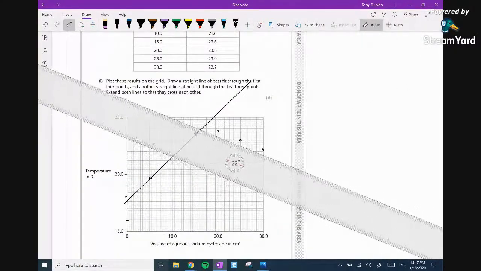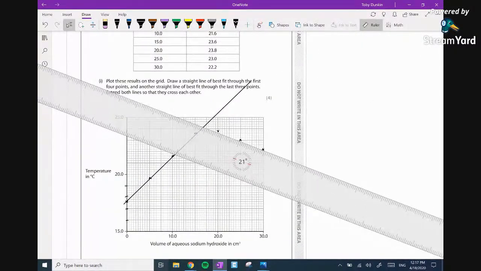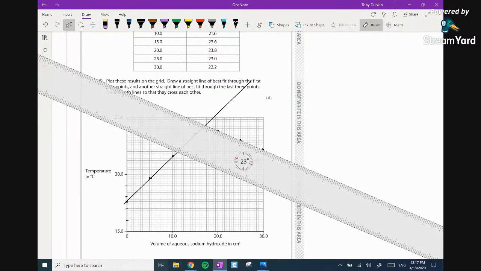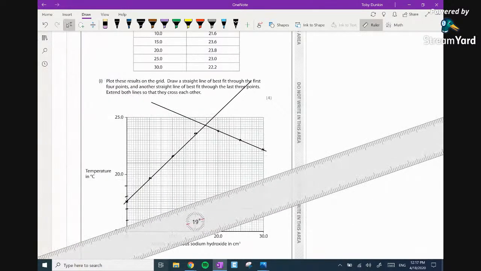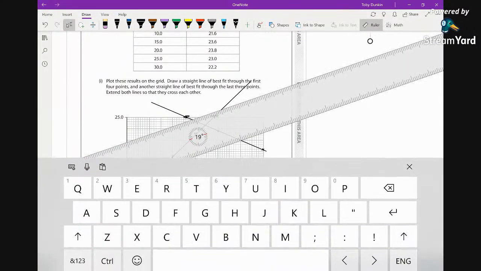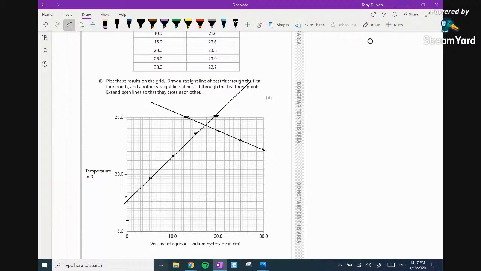And then a line of best fit through the last 3. There we go. Obviously, in the exam, I'd finish them there. That's where I'd finish them. I wouldn't go beyond that. I'll get rid of my ruler. I love the fact that I've got a ruler on this now.